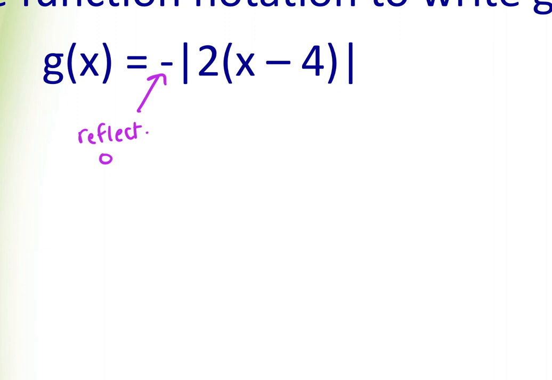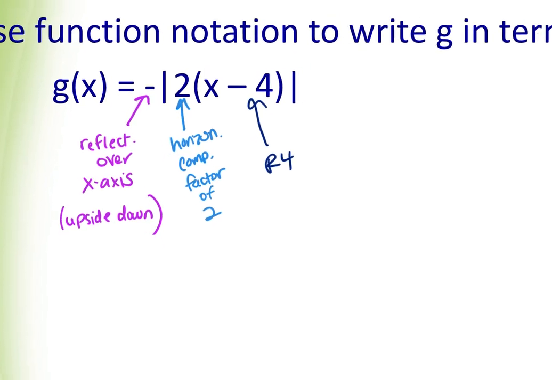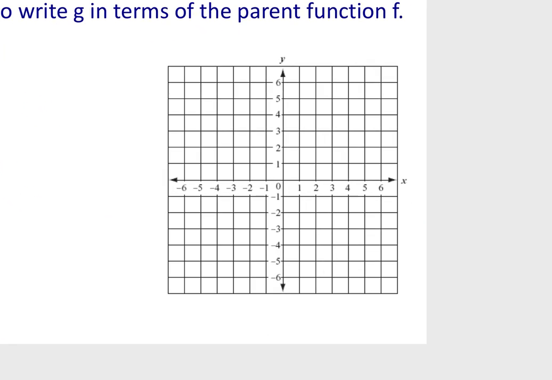Reflection over x-axis, which causes it to be upside down. So if we want a vertical representation, that's how it would be. The 2 here is what? Good. It's inside, so it's a horizontal, not a vertical, and it's a horizontal compression factor of 2. And then the -4 inside is what? Which direction? Right 4. So I'm going to go right 4, and I plot my point.